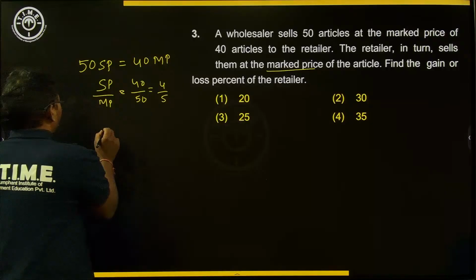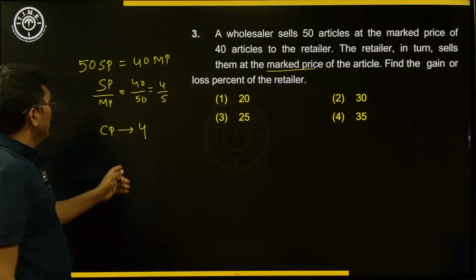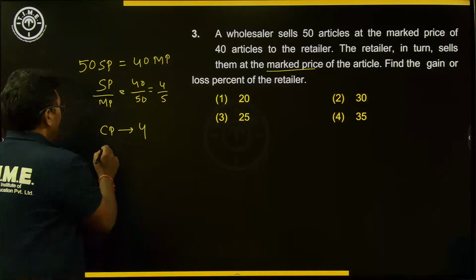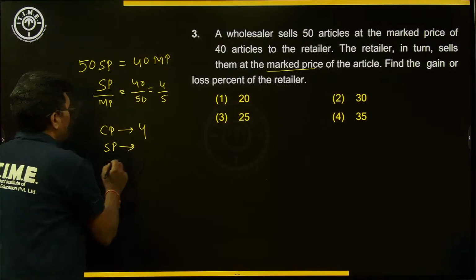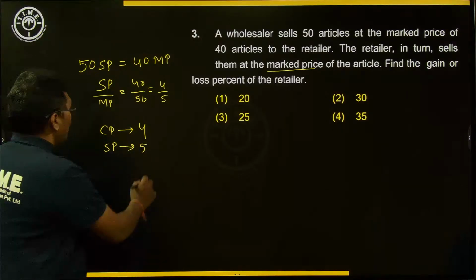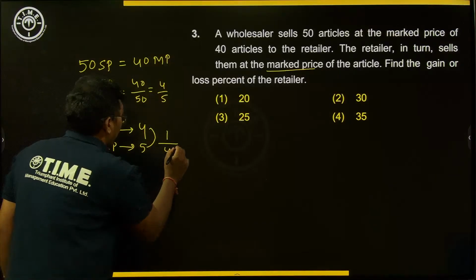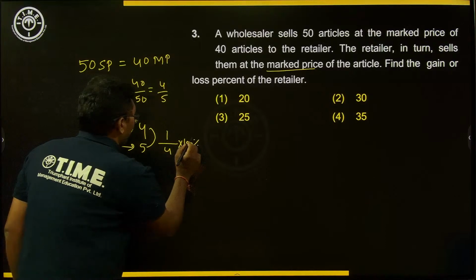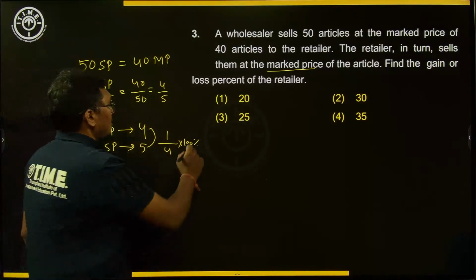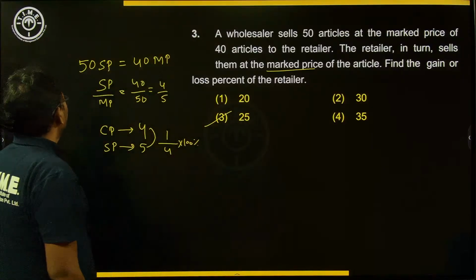So cost price for the retailer is 4 rupees. What is the market selling price? This retailer is selling at the market price, that means the selling price for the retailer is 5. So cost price is 4, selling price is 5. What is the profit? Profit is 1, and profit by cost price into 100% is the profit percentage. 1 by 4 is 25%, or 100 by 4 is 25. So choice 3, right?